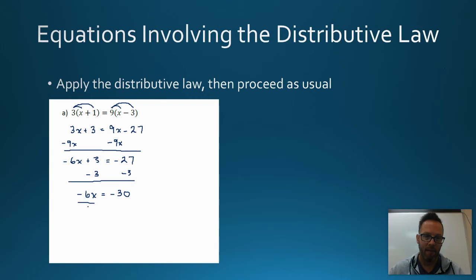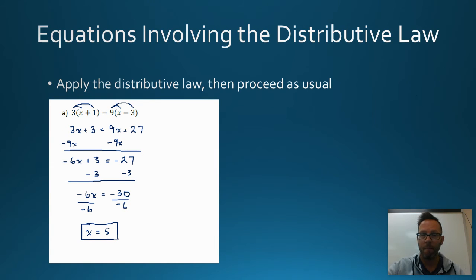And then finally, dividing by -6. Don't forget to divide by the entire number, so including the sign, -6. -30 divided by -6 is 5. +5. Nice round number. So with that, just one extra step of applying the distributive law, it turns it into something we can do and that we've done before, and we finish it off.